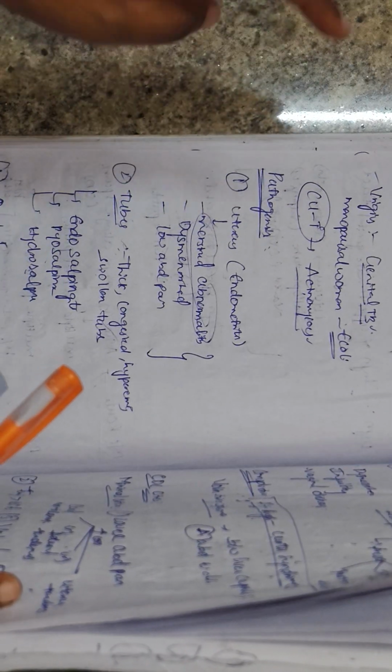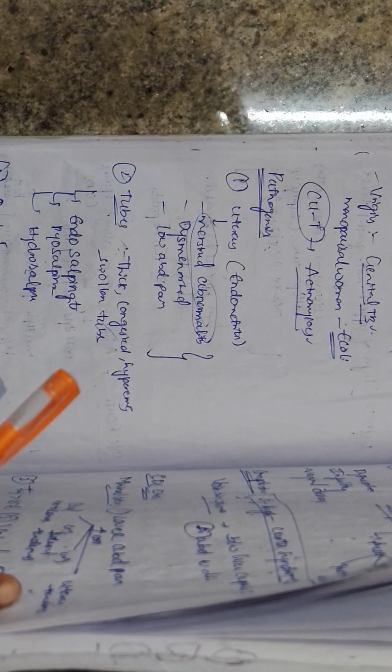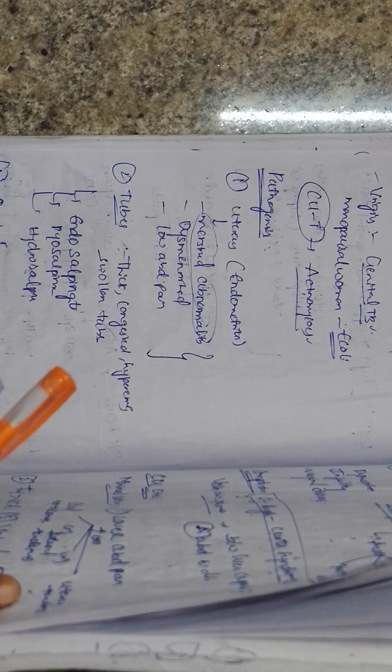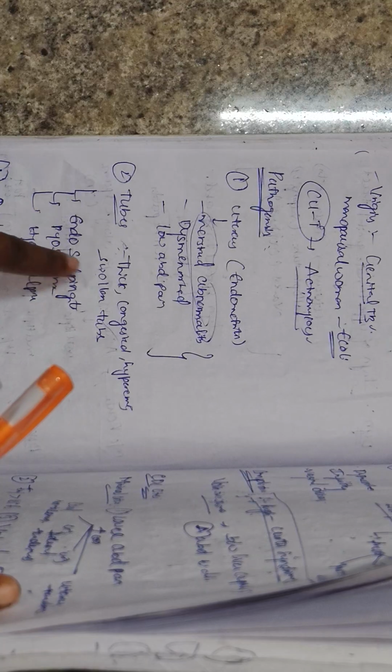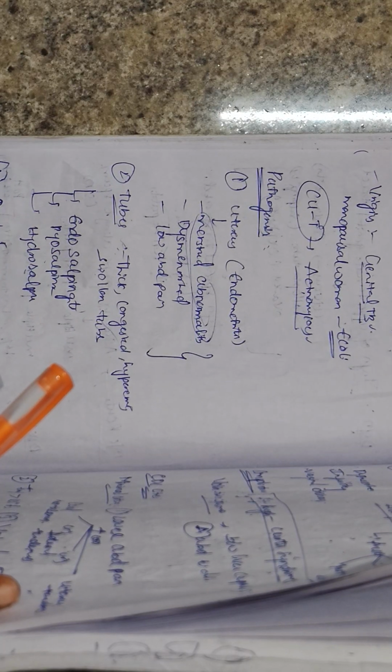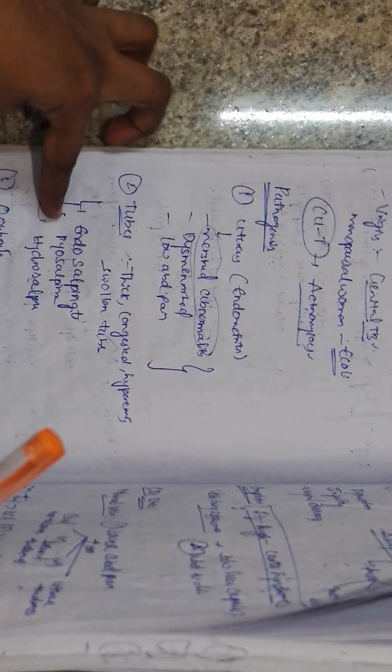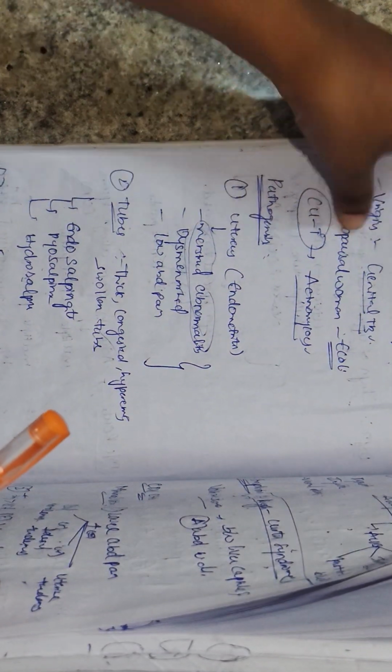After that, tubes. Tubes are thick, congested, hyperemic, swollen tubes. So it is called endosalpingitis, oophoritis, hydrosalpingitis. Next one is pyosalpinx, endosalpinx, hydrosalpinx. Here oophoritis, pelvic abscess and peritonitis come under the pathogenesis. So after the pathogenesis, what do we write?